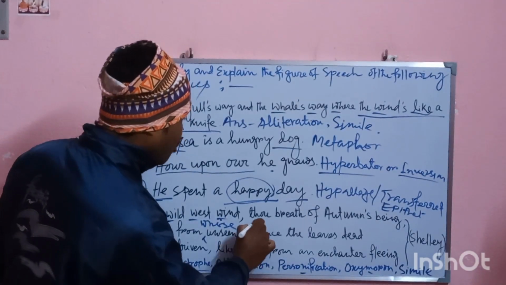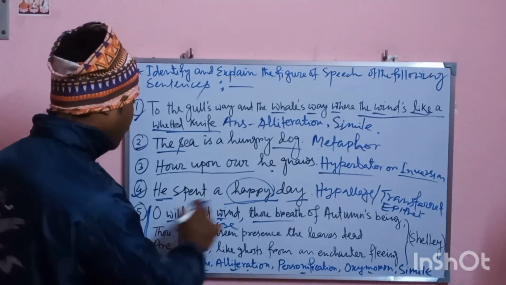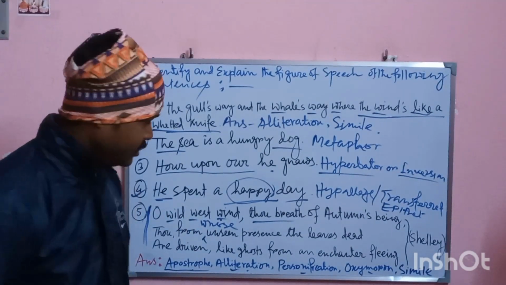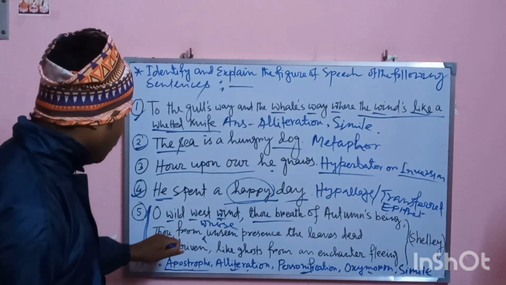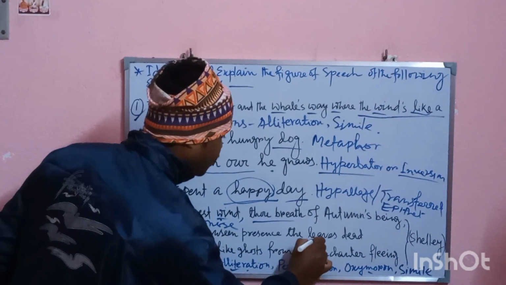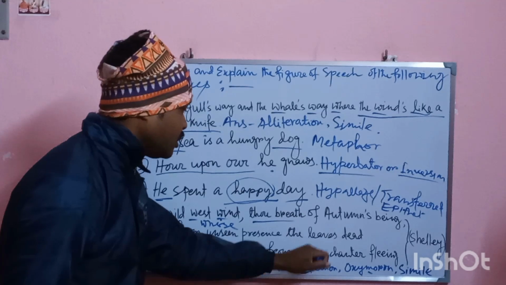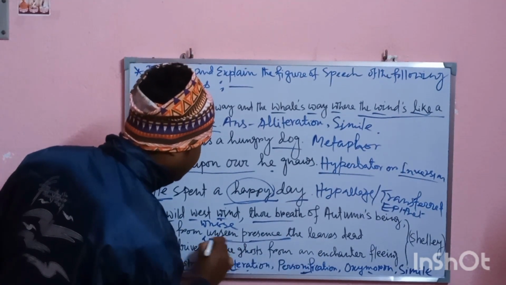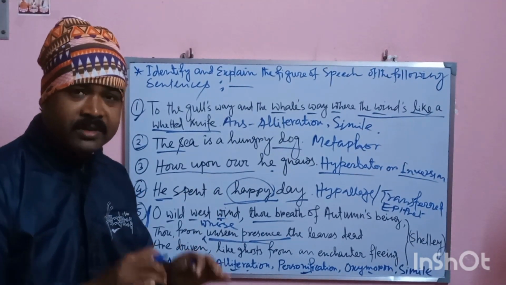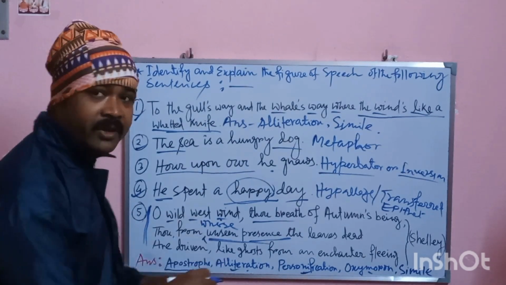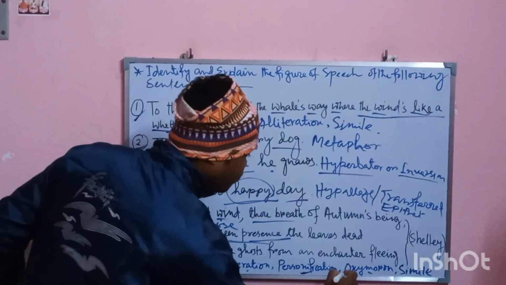Next, thou breath of autumn's being. Wild west wind is personified here. So it is personification. Then, from whose unseen presence the leaves dead are driven like ghosts from an enchanted tree. Here, unseen presence, two contradictory words are placed side by side for the sake of emphasis, for an effect. So when such things happen, in rhetoric it is called oxymoron.